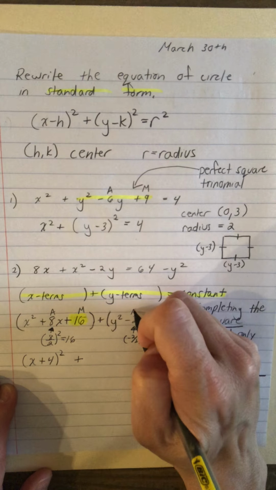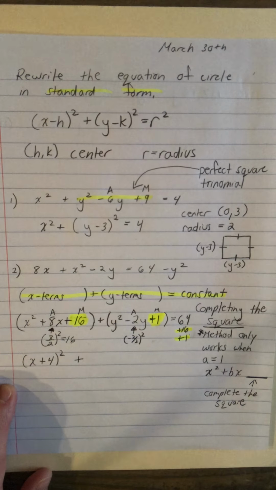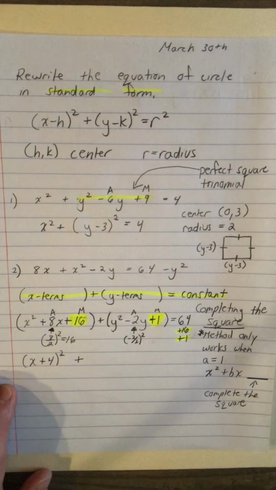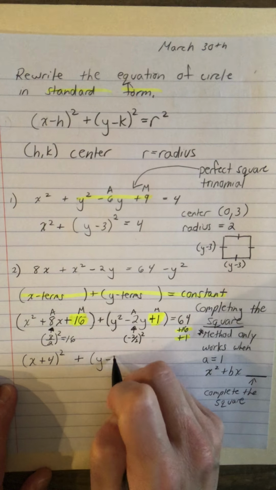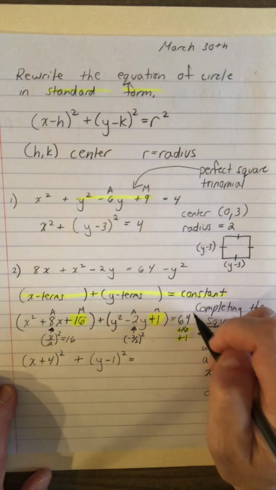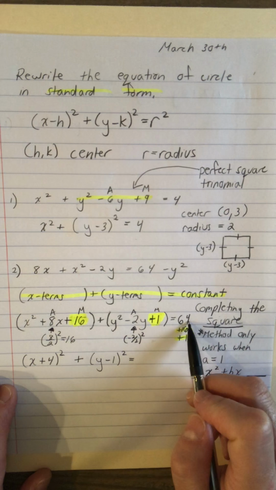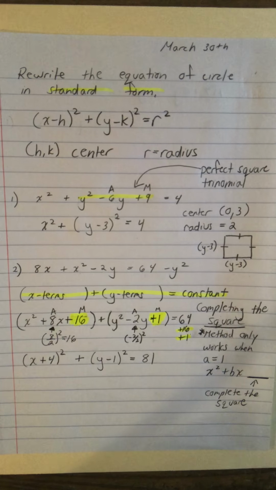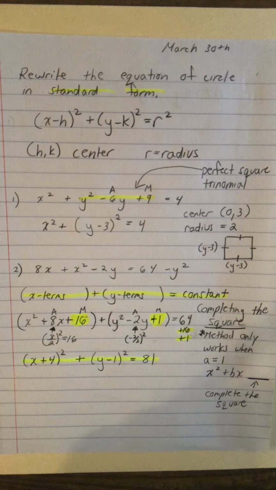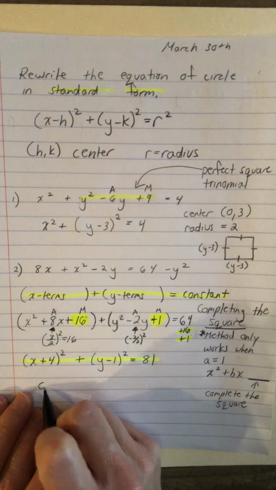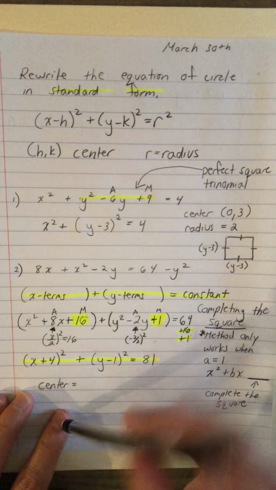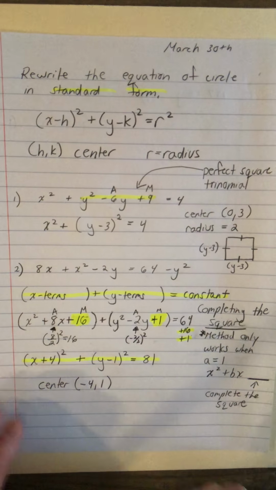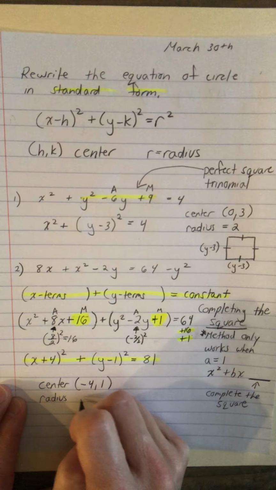Now, if I look at this, what adds to negative 2 and multiplies to a positive 1? That would be negative 1. I would factor this to y minus 1 times y minus 1, which would be y minus 1 squared. Now it's going to equal, I have to add all these up, and I get 64 plus 16 is 80. 80 plus 1 is 81. We now have our circle in standard form. So if I look at this, I can now say my center is negative 4, 1, and my radius is 9.